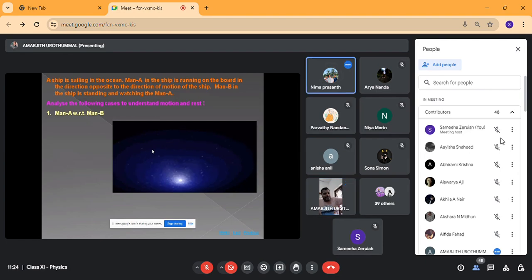Motion. Good. Man A will be in motion because man A is running on the board of the ship in a direction opposite to the motion of the ship.